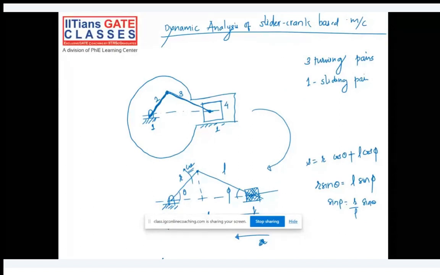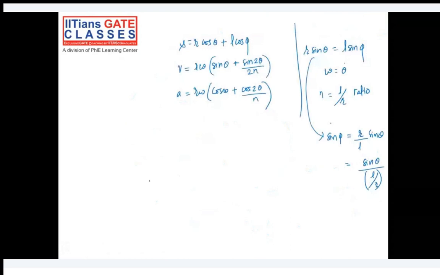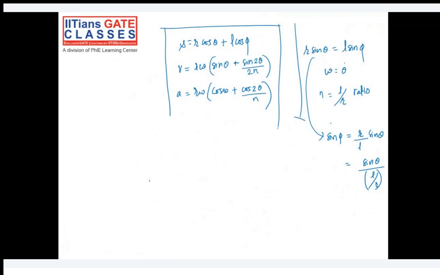Yeah. So I can say sine of phi is equal to r by l sine of theta. So basically I can convert phi into theta. And then you can differentiate this s to get the velocity and acceleration. Differentiation of s with respect to theta you can do, and you can get the velocity and acceleration. So this is what you can get ultimately, the relationships for the displacement, velocity and acceleration.